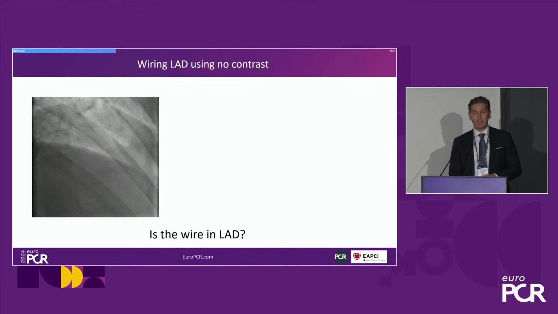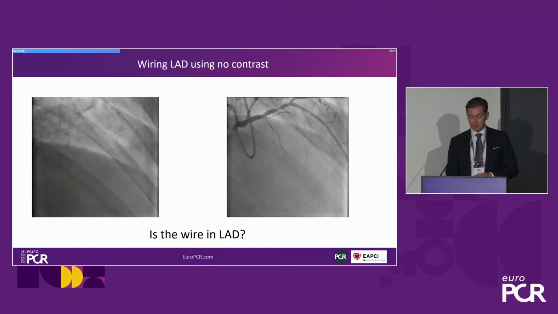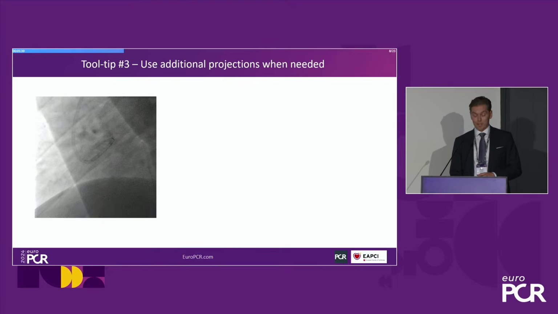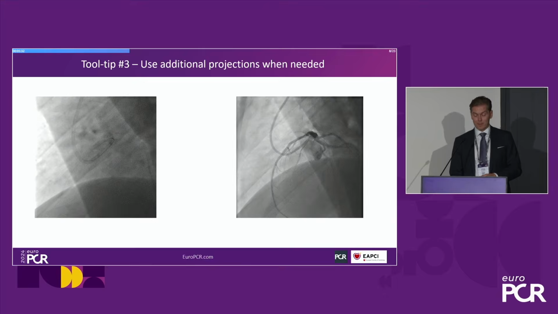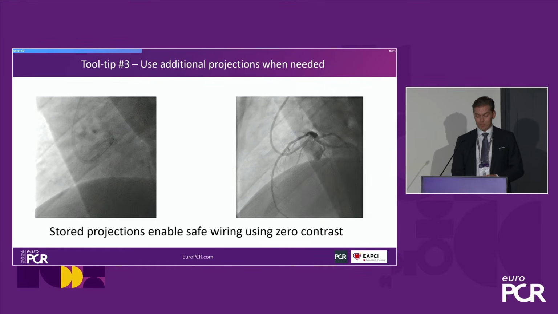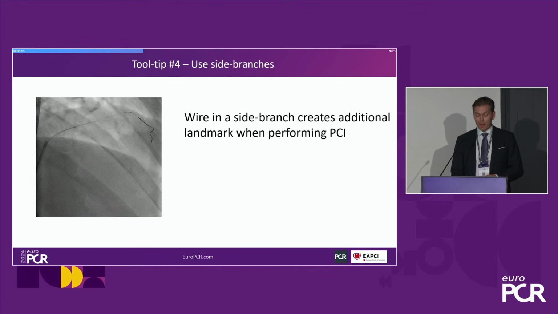So I wire the LAD using a standard wire. So is the wire in the LAD? Well, looking at the reference image, it looks like it probably is, but it's really difficult to tell unless we use another image as well. So in this projection, LAO 90, we can see that it's in the LAD. In fact, there's no chance it's going to be anywhere else. And we haven't used any contrast. So instead of huffing and puffing and using lots of contrast to wire, we use zero contrast just because we have these previous images.